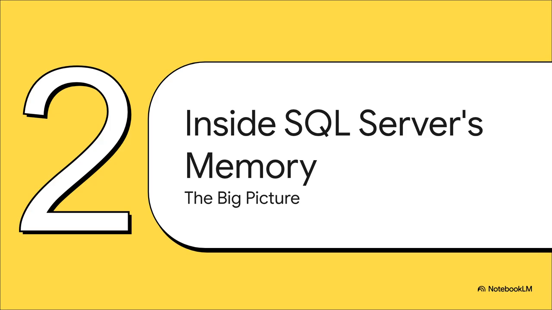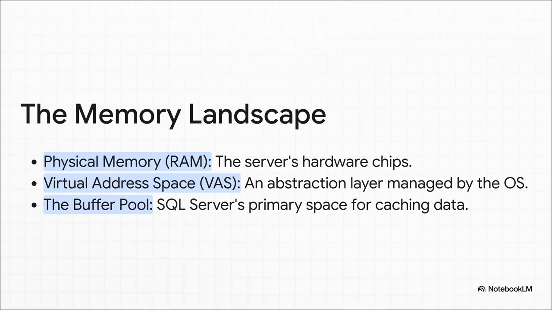So let's zoom out and take a look at the big picture. You see, when we talk about SQL Server memory, it's not just one big bucket. There are a few key layers you've got to get your head around. Down at the bottom, you've got the physical hardware, the actual RAM sticks plugged into your server. But an application like SQL Server doesn't talk to that directly. It works within this abstract layer managed by Windows called the virtual address space. And it's inside that space that SQL Server carves out its main territory, a huge area known as the buffer pool.